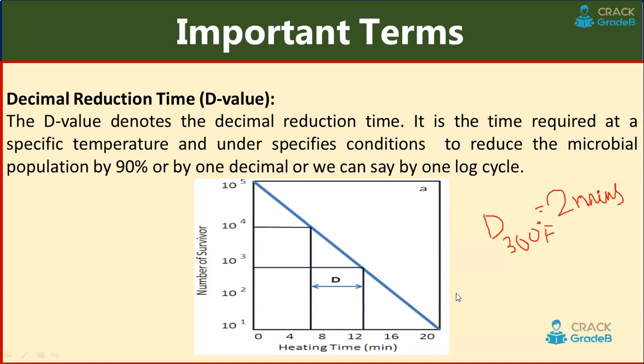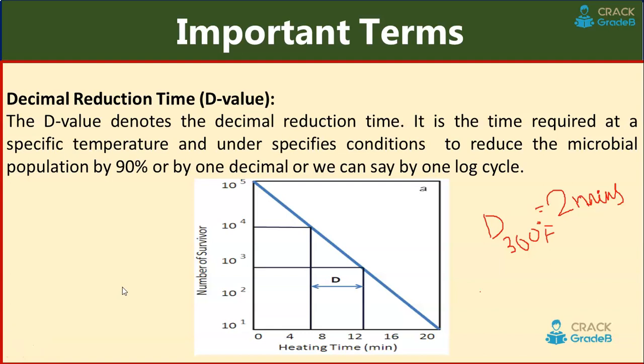For example, a hypothetical organism is reduced by 90% after exposure to a temperature of 300 degrees Fahrenheit for 2 minutes. Thus, the D value would be written as D subscript 300 degrees Fahrenheit equals 2 minutes.